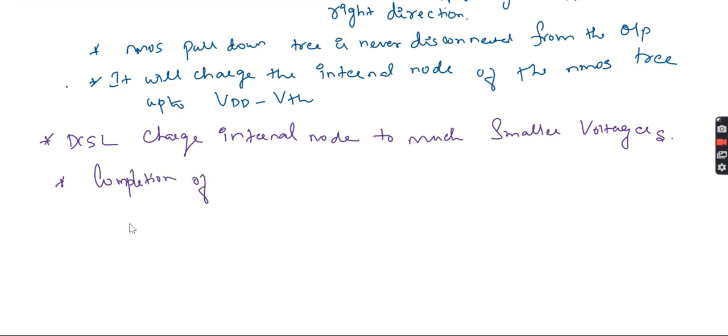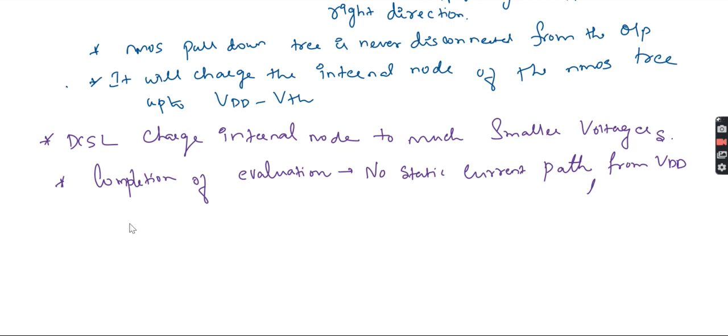During one clock cycle, the evaluation takes place when clock is equal to 1. On the completion of the evaluation, there is no static current path from VDD to ground. So this circuit has strongly driven outputs in all the phases of gate operation.